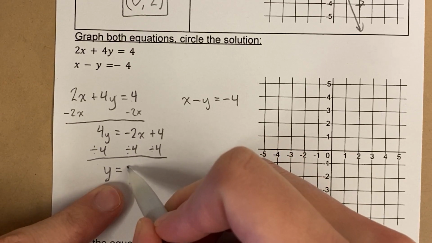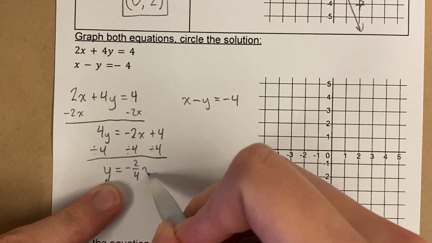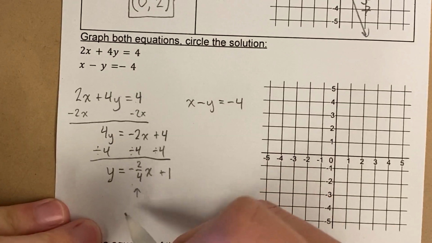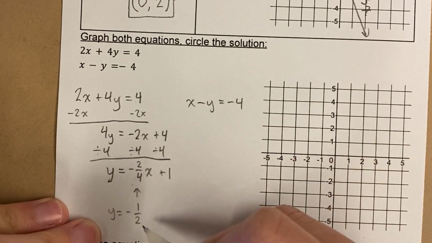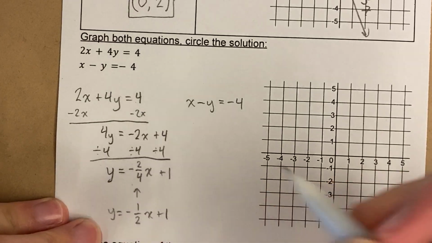Okay, look, this is negative 2 divided by 4. Okay, 4 divided by 4 is 1. Look, this can be simplified. This can be simplified to negative 1/2. Okay, but if you miss that, it sort of doesn't matter. You can still graph it as negative 2 over 4.